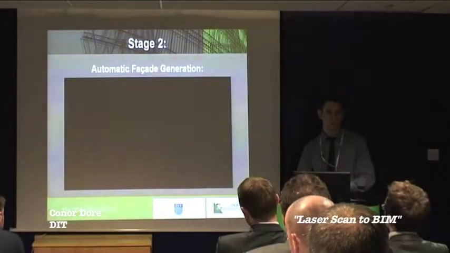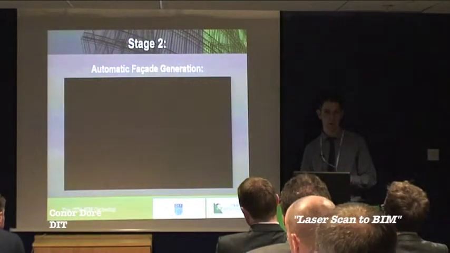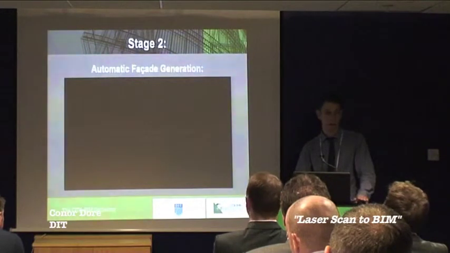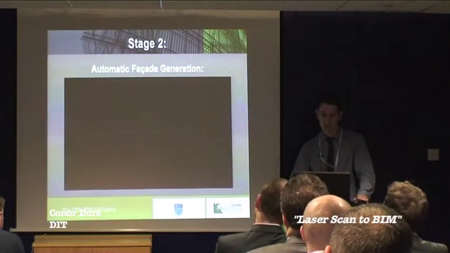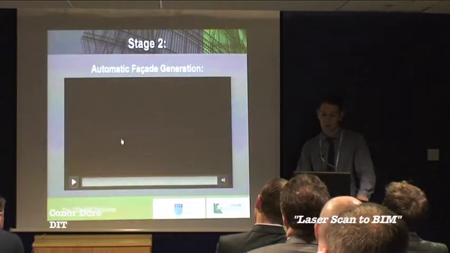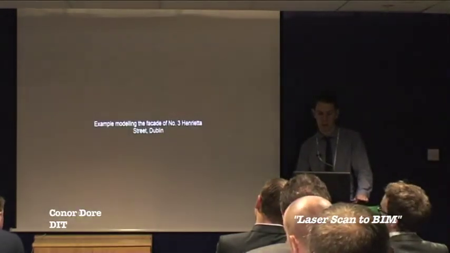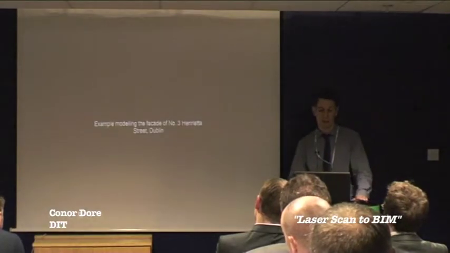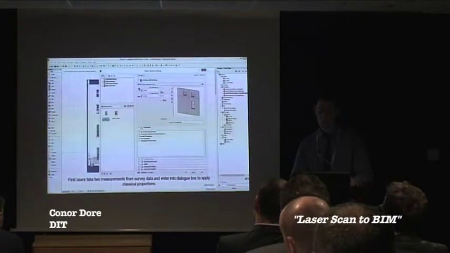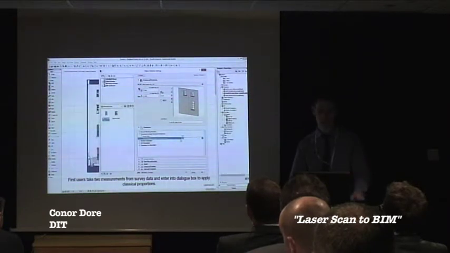These tools have been developed specifically for historical buildings with classical style architecture, but they can essentially be used on other types of architecture as well. I'm just going to show an example of the process of modelling a particular facade, number 3 Henrietta Street in Dublin. In the first stage, the user takes 2 measurements from the survey data. In this case, orthographic imagery is used, but 3D point clouds or other survey data could be used as well.